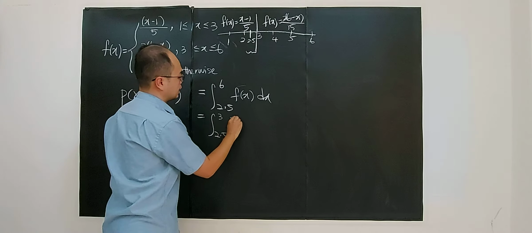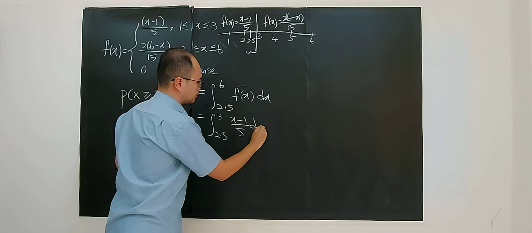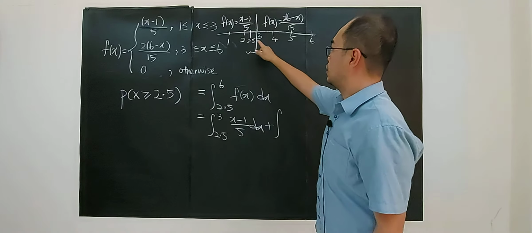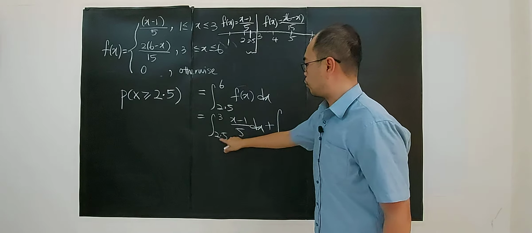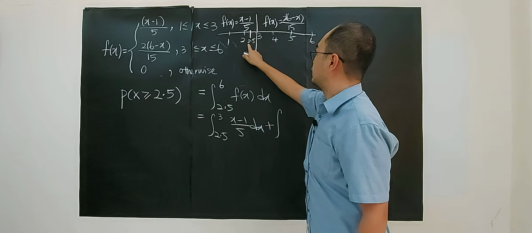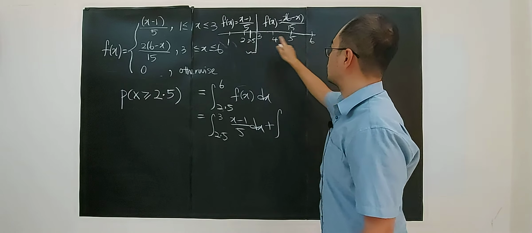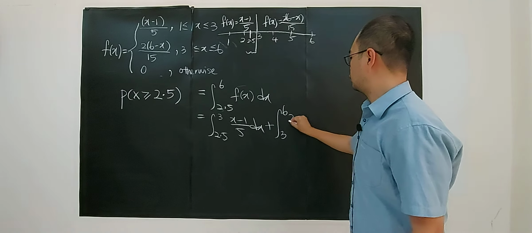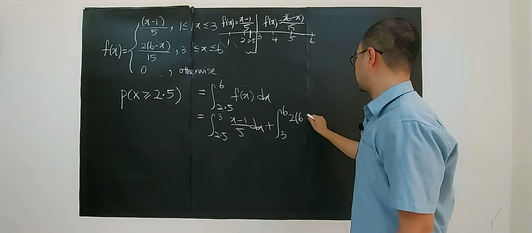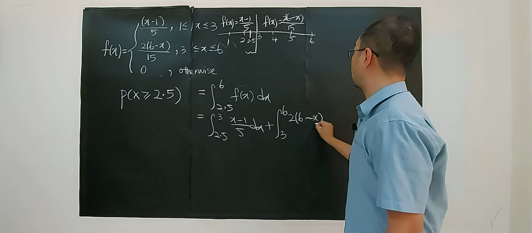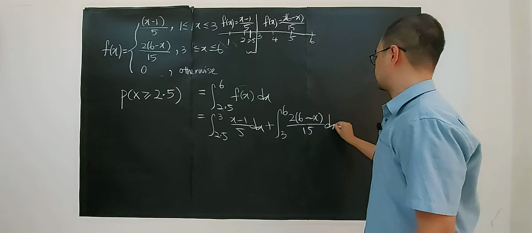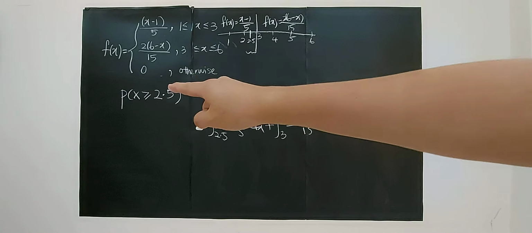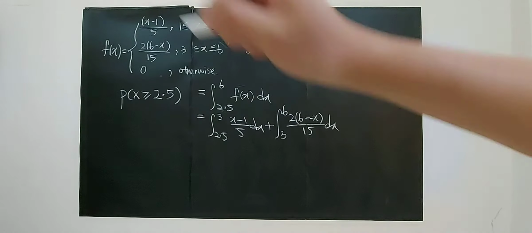The function is (x minus 1) over 5 dx, right? And later on, from 2.5 up to 3 is this one, and remember it's from 2.5 up to 6, so for 3 up to 6, it will be (6 minus x) over 15 dx, right? If you evaluate this integral, it will become the probability for this, right?